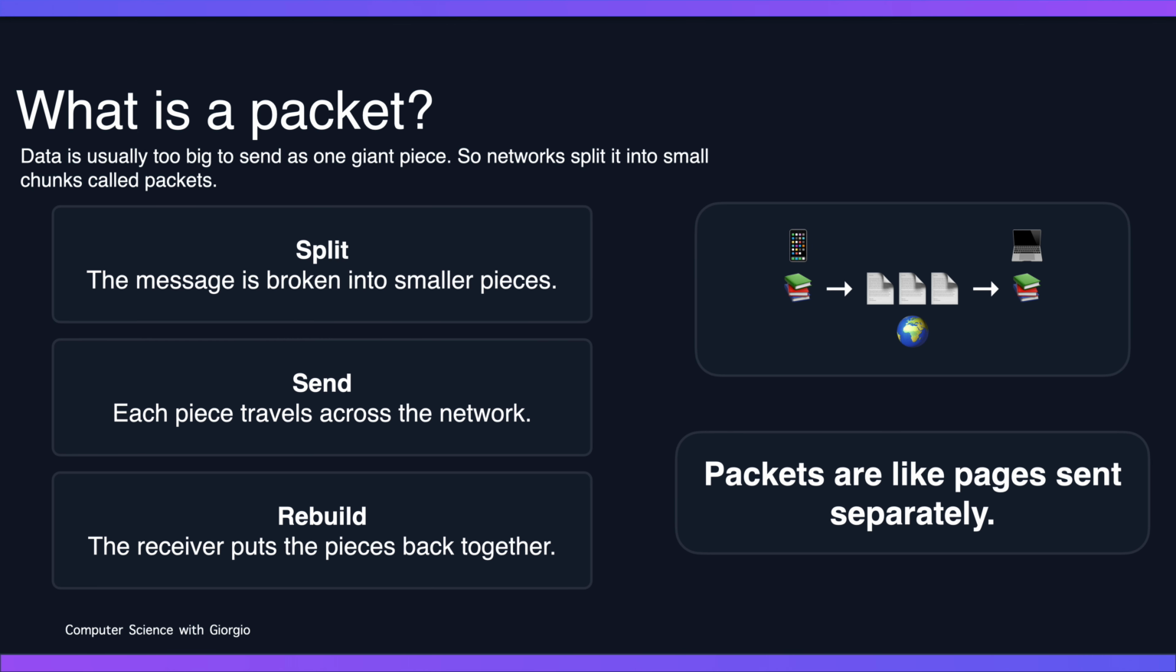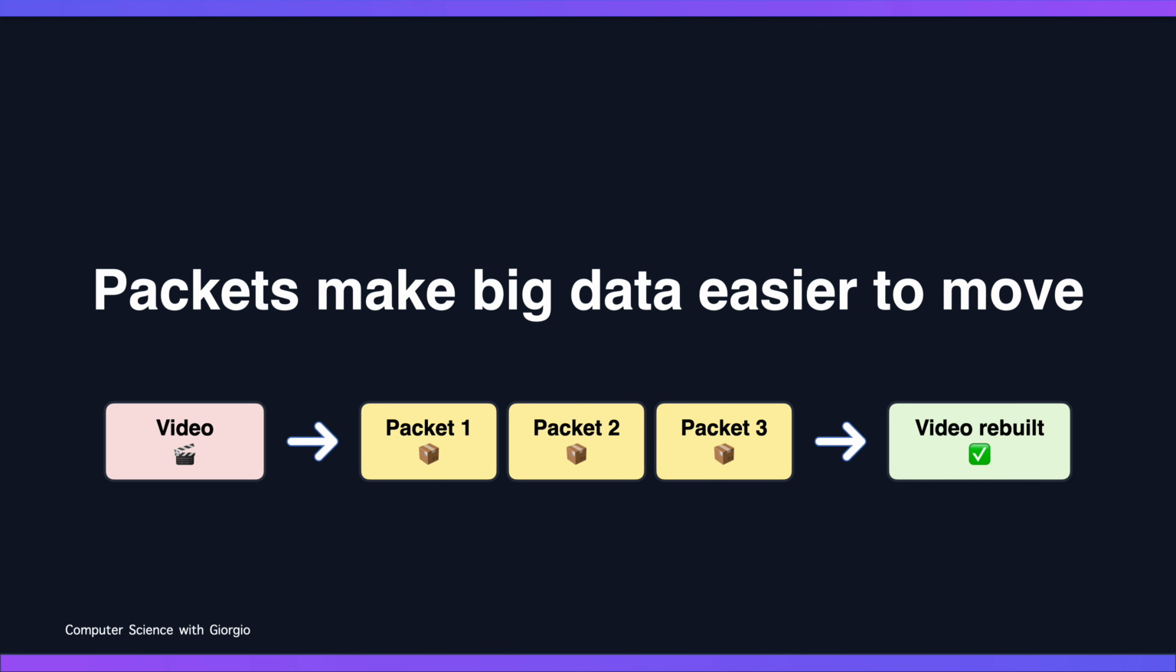Now let's talk about packets. This word sounds technical, but the idea is simple. Data is often too big to send as a giant file. Think about a big book. Would you send the whole book as one huge page? No. You could split it into pages and then send the pages separately. That's what networks do. They split data into small pieces. Those pieces are called packets. Each packet travels across the network. Then the receiver puts them back together. So packets are small chunks of data. They make big messages easier to move. Let's make this even more clear.